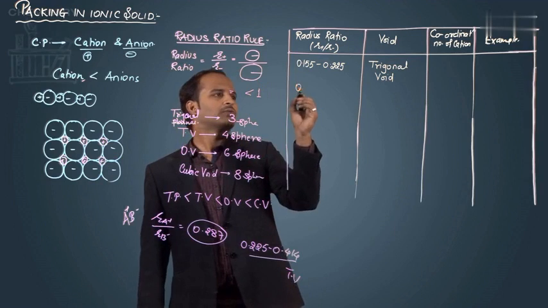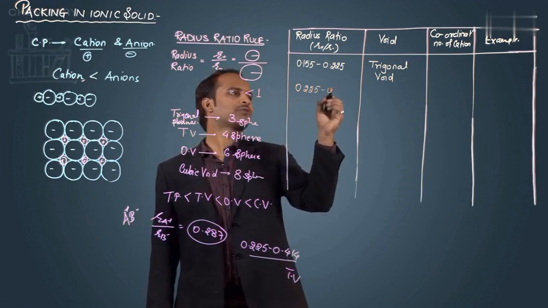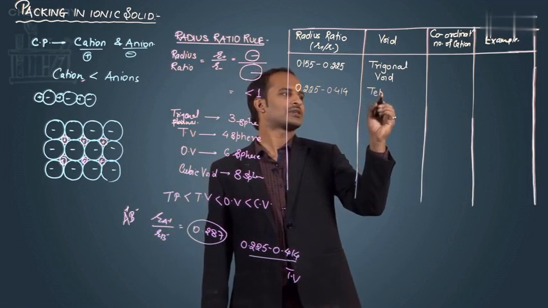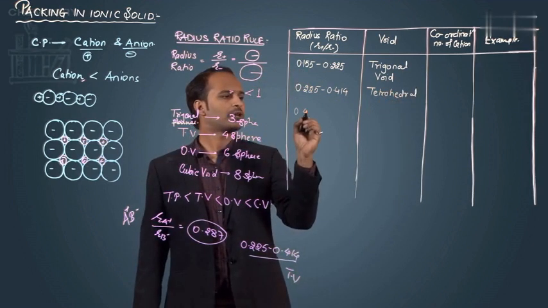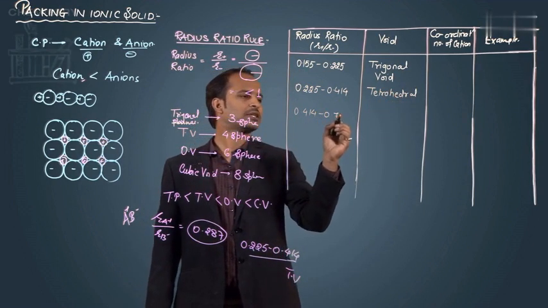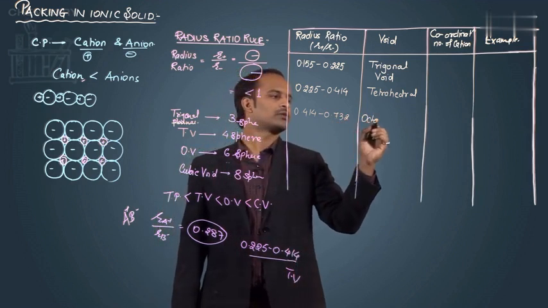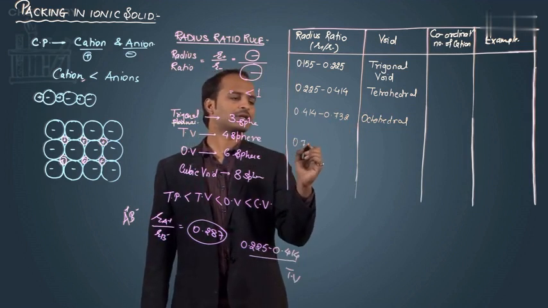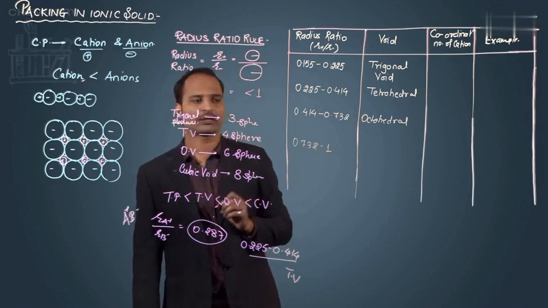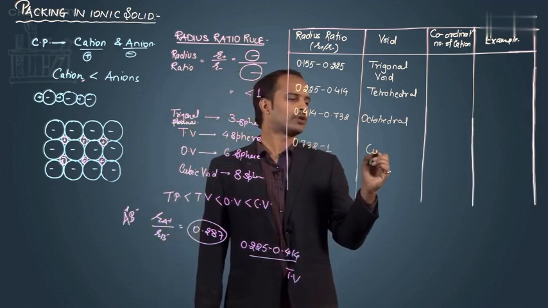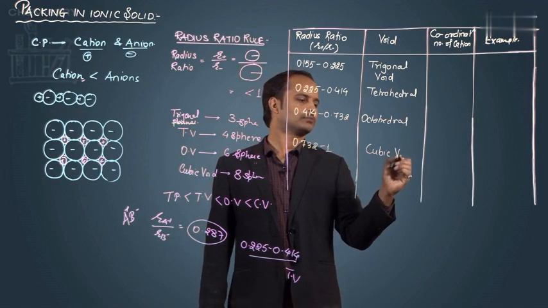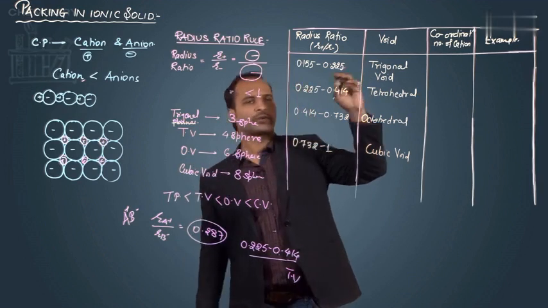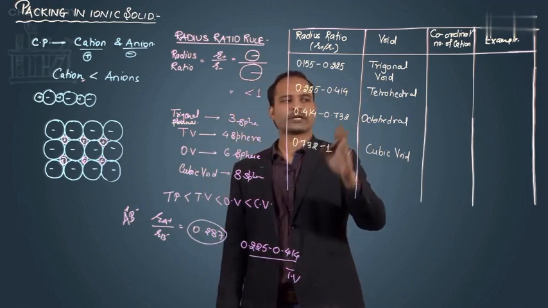If the value falls in the range 0.225 to 0.414, then it occupies tetrahedral void. If the range is 0.414 to 0.732, then it is octahedral void. And if the value is greater than 0.732, I can say 0.732 to 1, then it occupies cubic void. So finally here I got the radius ratio range for all the different types of void.